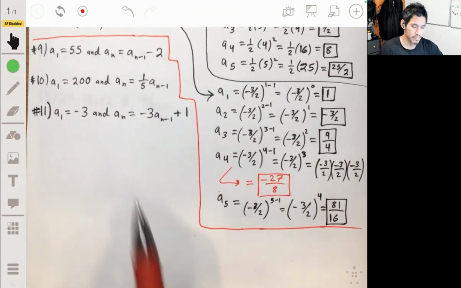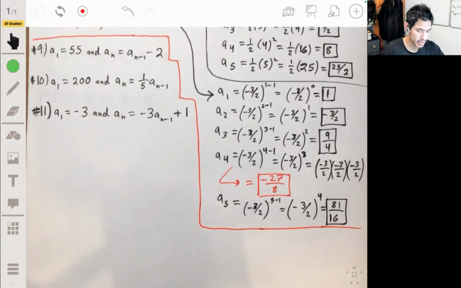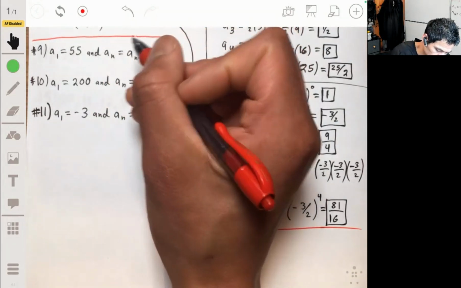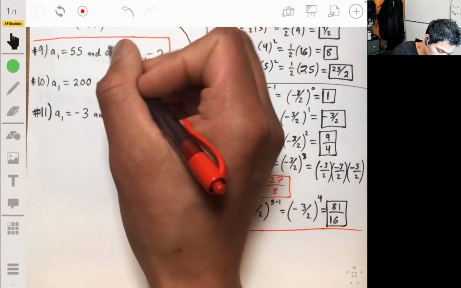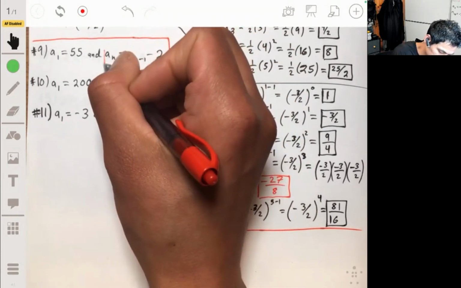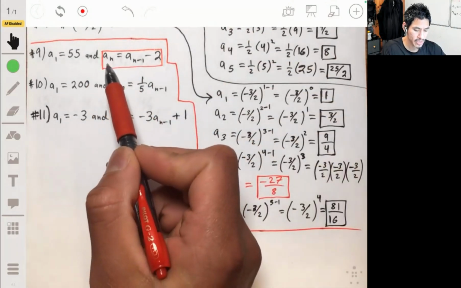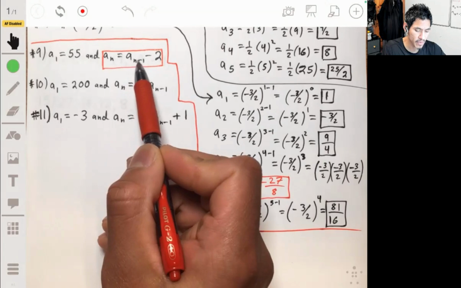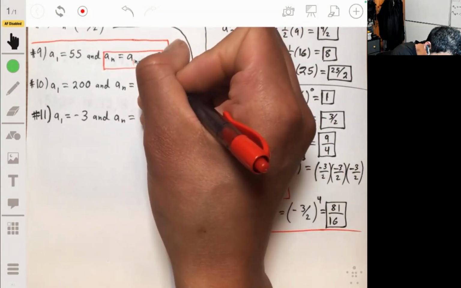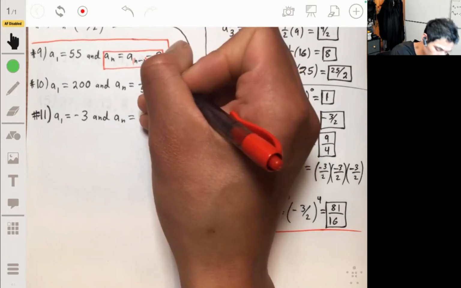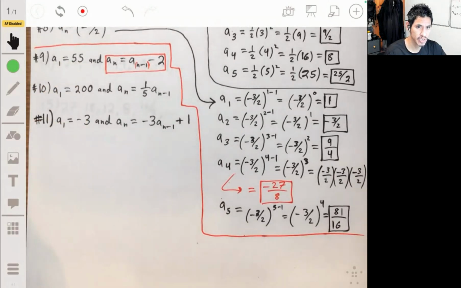All right, now let's look at problem 9. Here we are given what's called the recursive form of a sequence. We're given that the nth term is equal to the an minus 1 term minus 2. This n minus 1 subscript refers to the term that came right before. We're already told that a1 is 55.